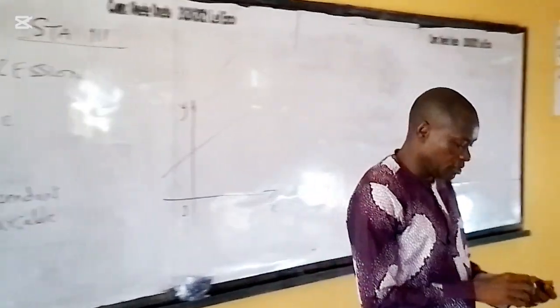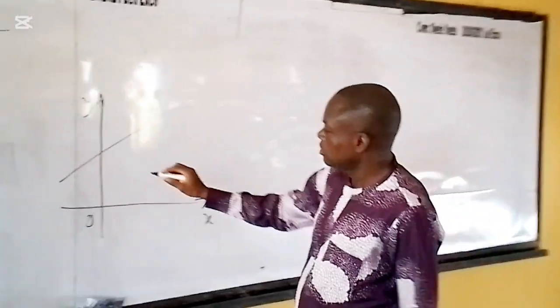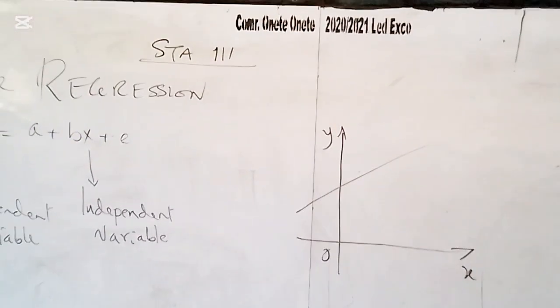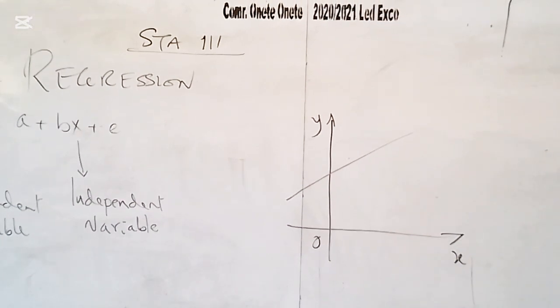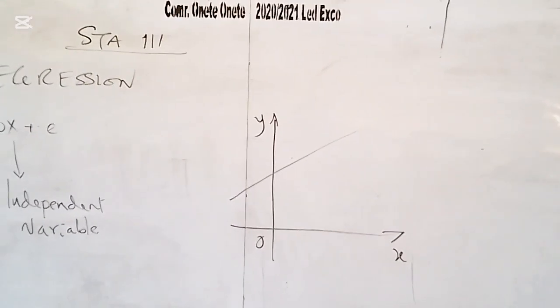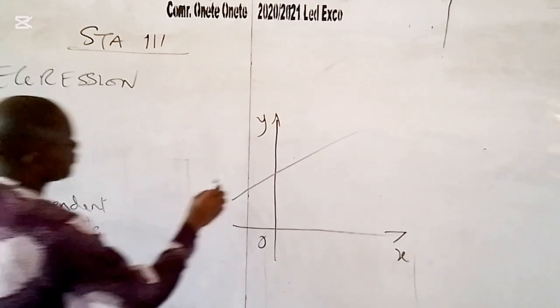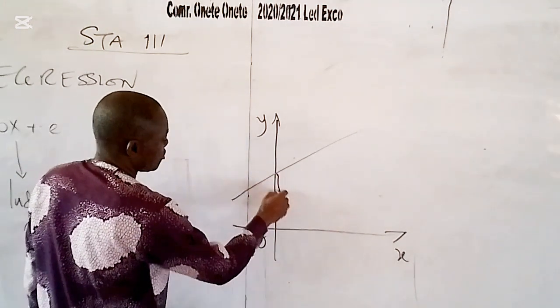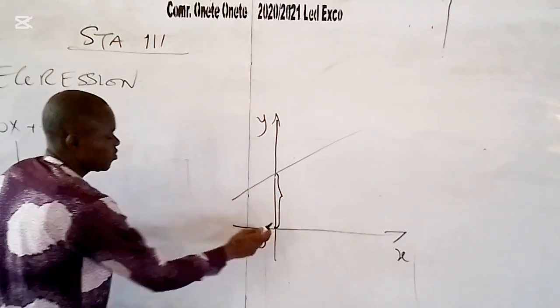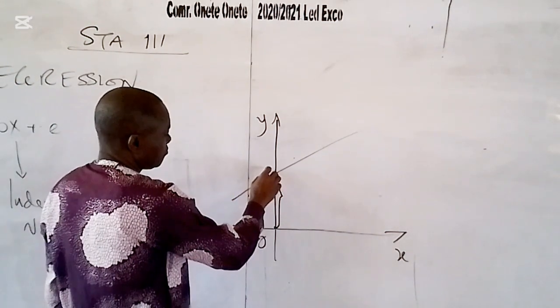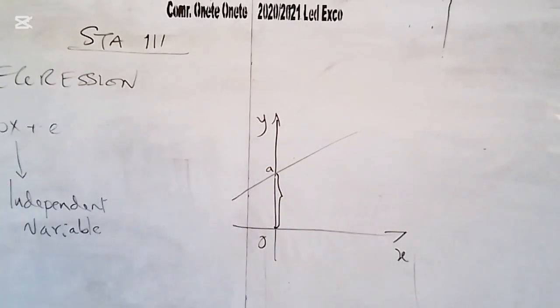If you look at what I've drawn on the board, you will see a straight line that cuts across the y-axis in a plane. The distance from where the line cuts the y-axis from what we call the origin is called the intercept. The distance there is called what? The intercept.